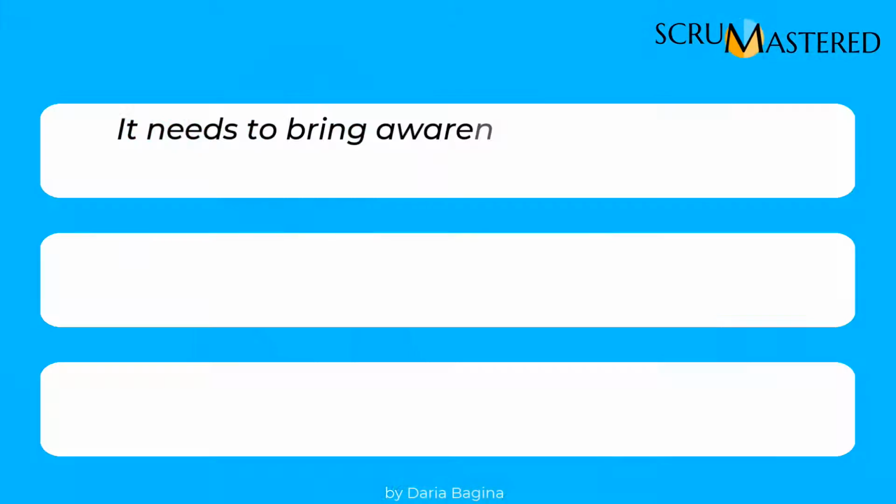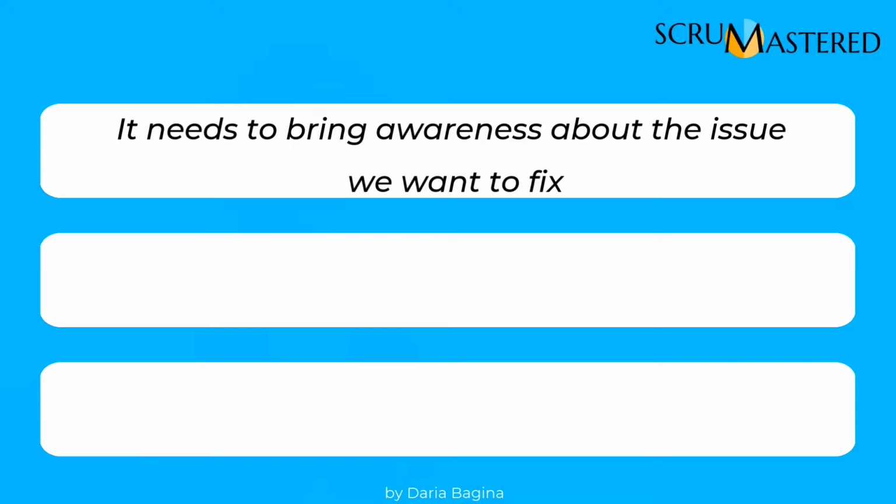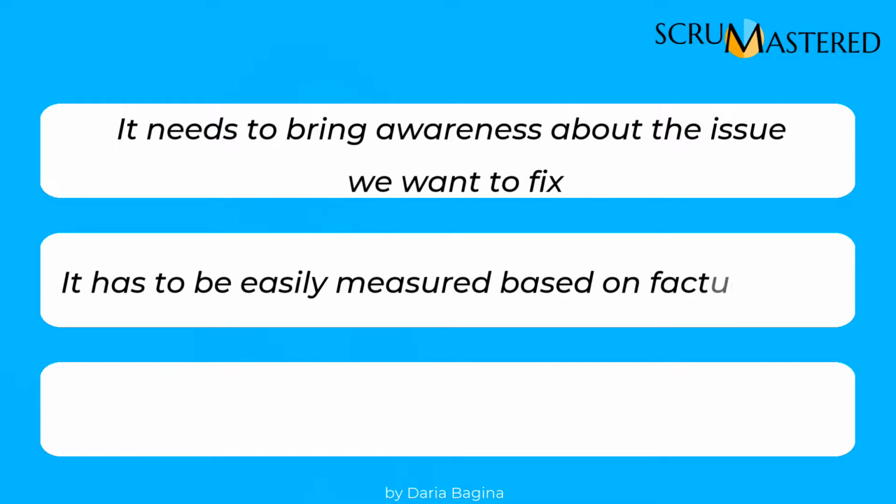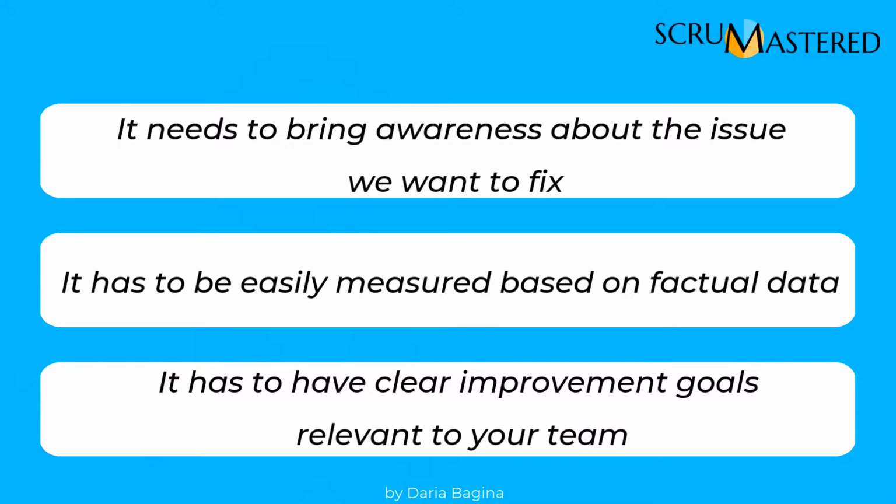Think about these guidelines when choosing your metrics. It needs to bring awareness about the issue you want to fix. It has to be easily measured based on factual data, and it should have clear improvement goals relevant to your team. Let's talk about awareness.